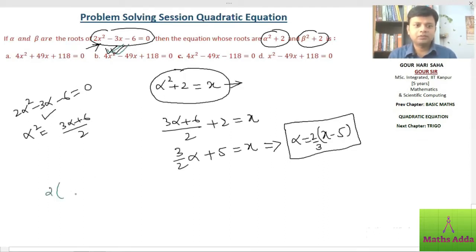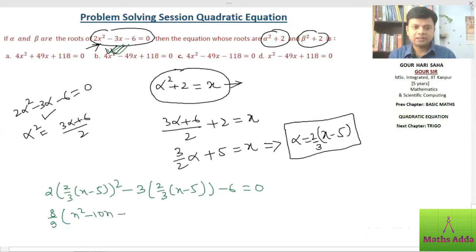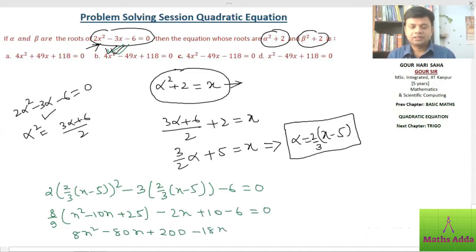So this means it is 2 times 2 by 3 into x minus 5 whole square, that is 2 alpha square, minus 3 times alpha. Why alpha? Alpha is a root of this one, don't forget that. So it is 2 by 3 into x minus 5 and then minus 6 equal to 0. Simplified, it is 8 by 9 x square minus 10x plus 25, minus 3 will cancel out, this is minus 2x and then it is plus 10 minus 6 equal to 0. So it is 8x square minus 80x plus 200, then it is minus 18x, this is 4 here, right, and 4 into 9, that is 36, plus 36 is equal to 0. If you simplify, you get again answer B.